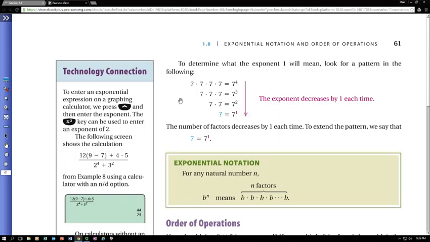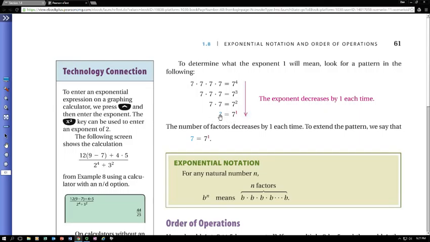They're going to talk about a couple of things here. One is to look for patterns. As we look at this base 7 to an exponent of 4, which is 7 times 7 times 7 times 7, that is 7 to the 4th power. Well, here's 7 to the 3rd power. Here's 7 to the 2 power. What would this 7 to the 1 power be?